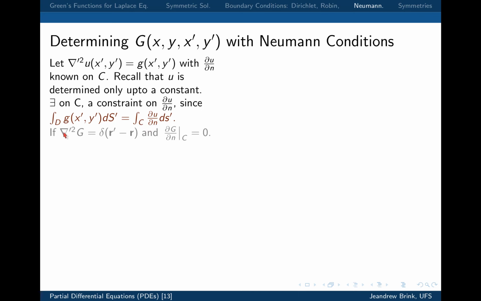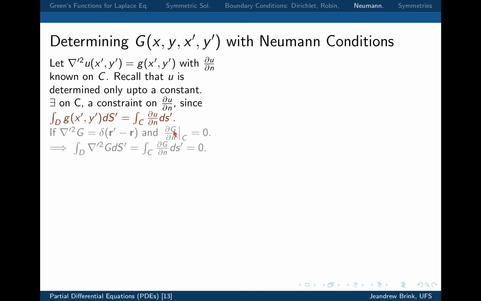for the other two cases, suppose we have the Laplacian of g equals delta of the difference of the field point and the source point, and we try and specify this thing equal to 0 on the boundary, which would be your default thing to do based on the other two cases, it doesn't actually work. Okay, and the reason it doesn't work is that we have this expression: the integral of the Laplacian of g over the whole domain is equal to the integral of the normal derivative of g on the boundary.